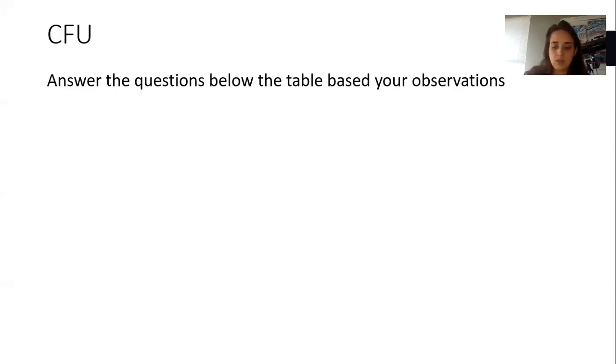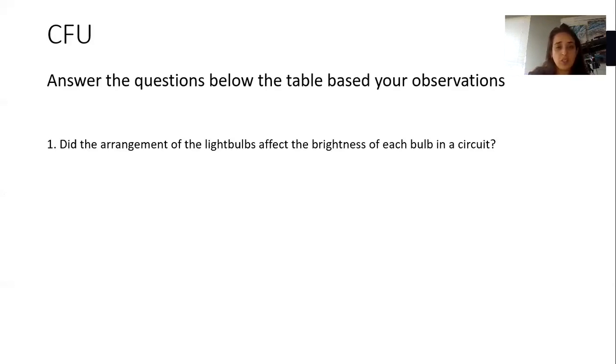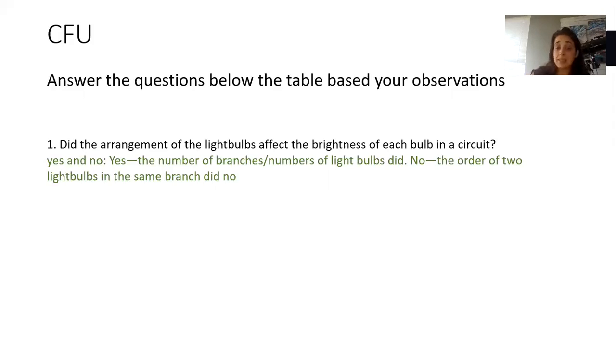All right, so let's take a look at your responses. Did the arrangement of the light bulbs affect the brightness of each bulb in a circuit? You could have said either yes or no. Actually, it depends. We saw that yes, the number of branches and light bulbs did have an effect on the brightness. And then also we saw that the order of the two light bulbs in the same branch didn't affect our circuit.